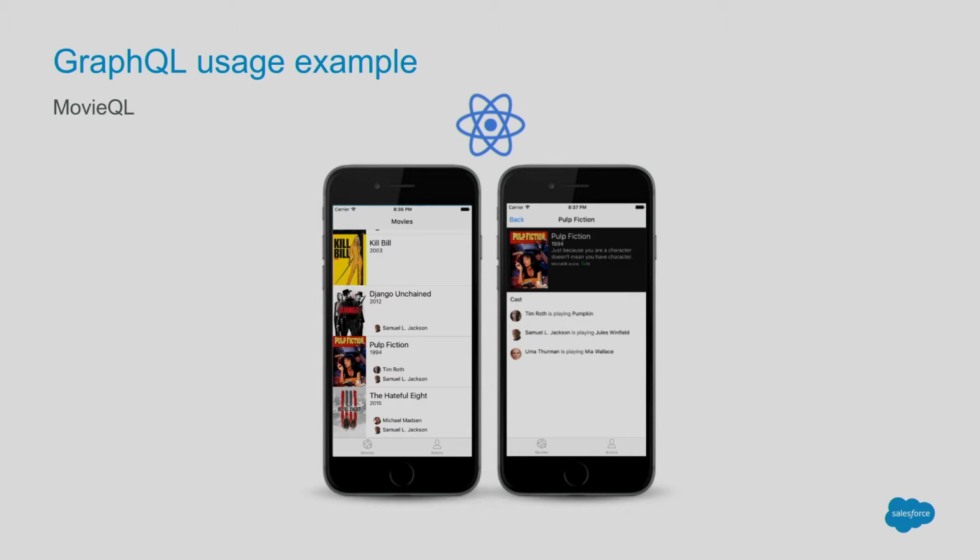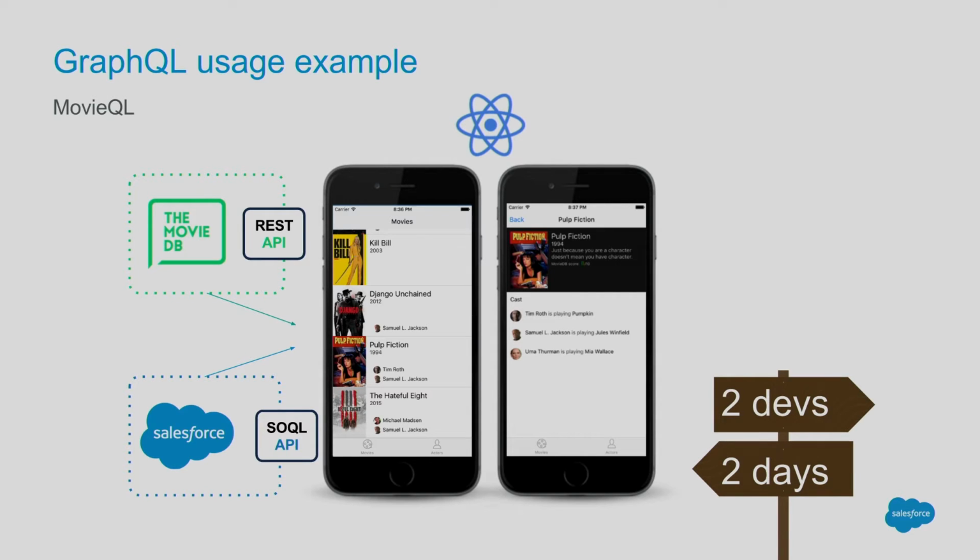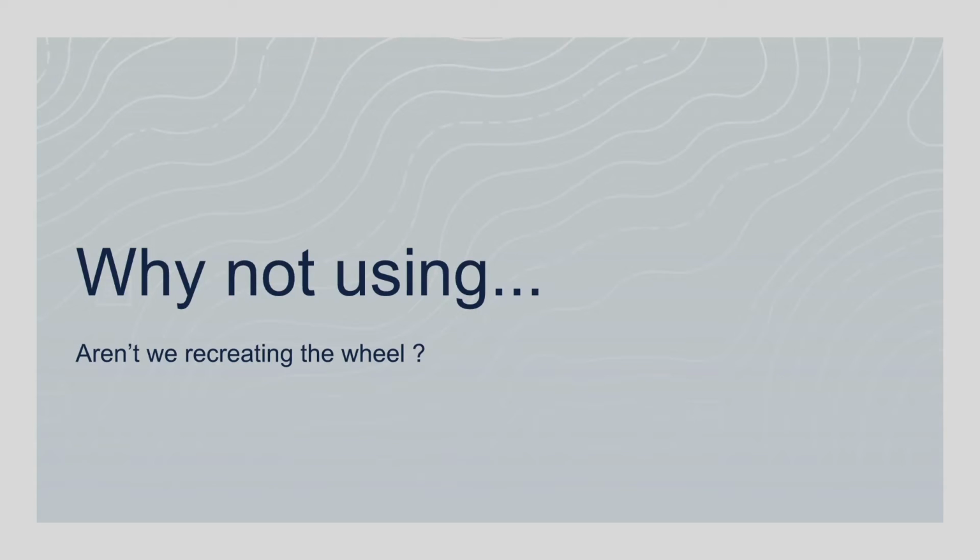In order to demonstrate the key features of GraphQL, we created a small application that lists movies and actors and shows the relationships between them. All of the actors and movies are stored in Salesforce, on the Salesforce platform in custom objects in this demo, and we are getting some complementary metadata from the MovieDB, which is a third-party API. This application is made with React Native, and it took us only 2 days to develop, and we were just 2. So I'm going to show you that right now.